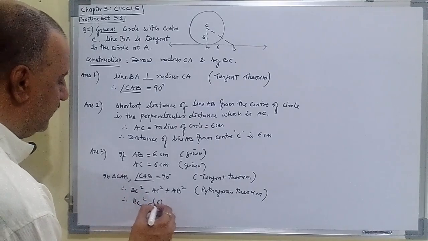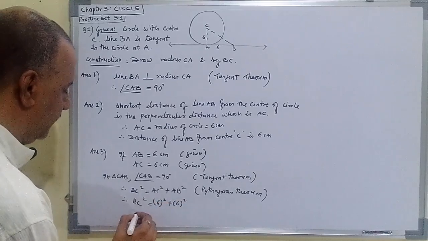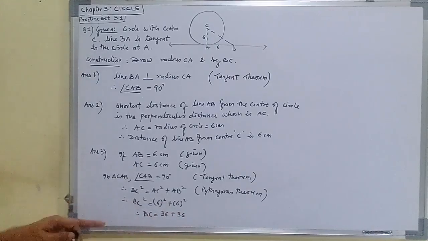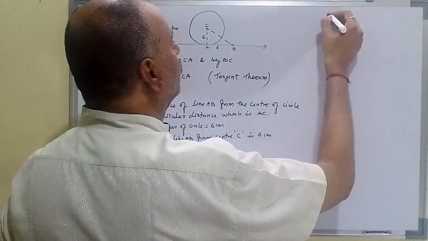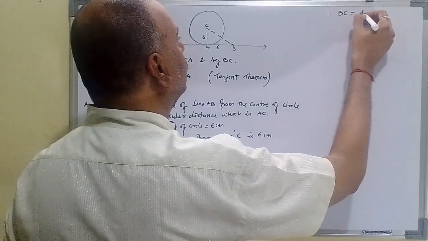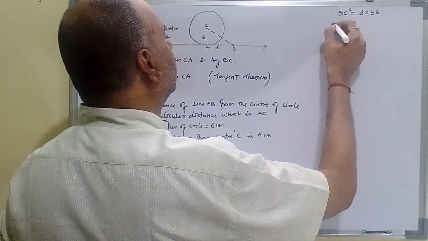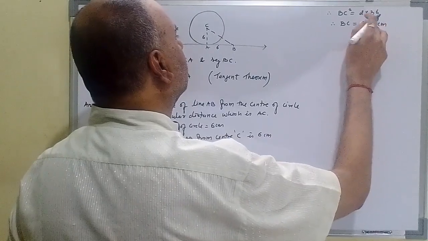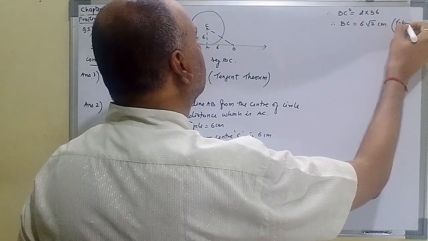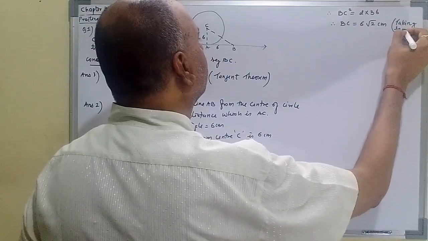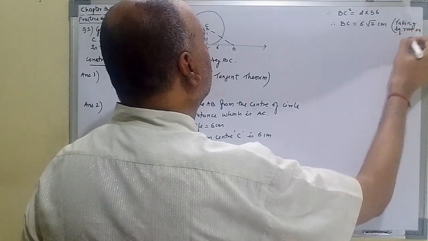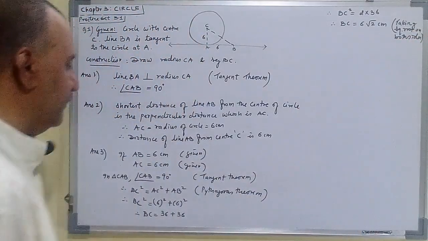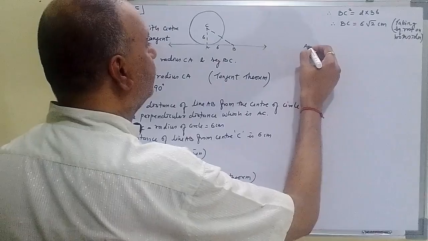AC is 6 square plus 6 square. Therefore, BC square equal to 36 plus 36. कितना आता है ये? 72. Therefore, BC square equal to 2 into 36. Therefore, BC equal to 6 root 2 centimeters, taking square root on both sides.